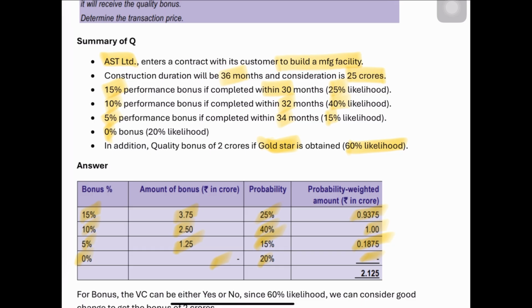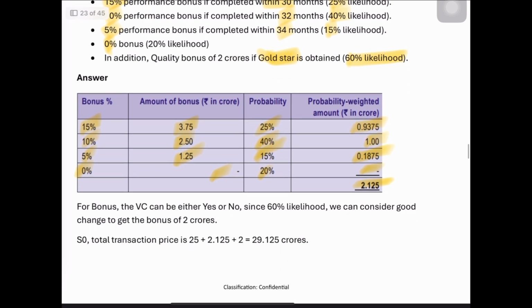So the weighted average of bonus total comes to 2.125 crores. For the bonus, the variable consideration can be either yes or no. The gold star certification will either be there or not be there, yes or no. But here the entity estimates a 60% likelihood, so they have a good chance.